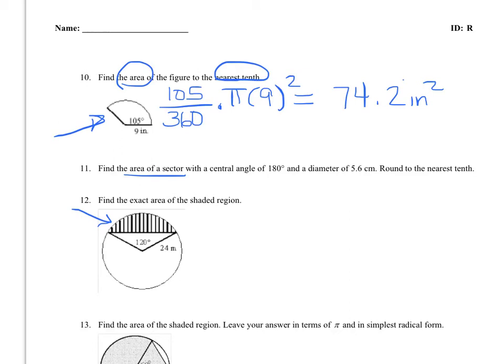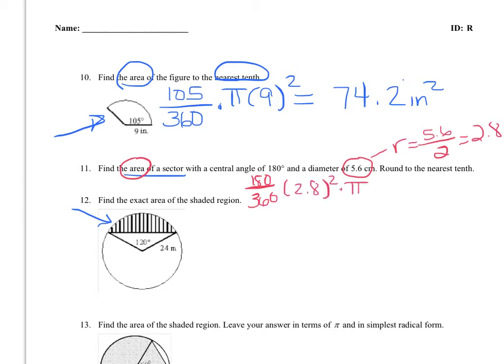So when you guys are doing this, you take the portion of the circle, 180, divided by 360. We're dealing with area, so we have to use the area formula, pi r squared. But they gave us the diameter, so the radius is equal to half of that. So 5.6 divided by 2 is 2.8. So now we plug that in. 2.8 squared times pi. And round to the nearest tenth, so we're going to plug all that into the calculator and hopefully get 12.3 centimeters squared.